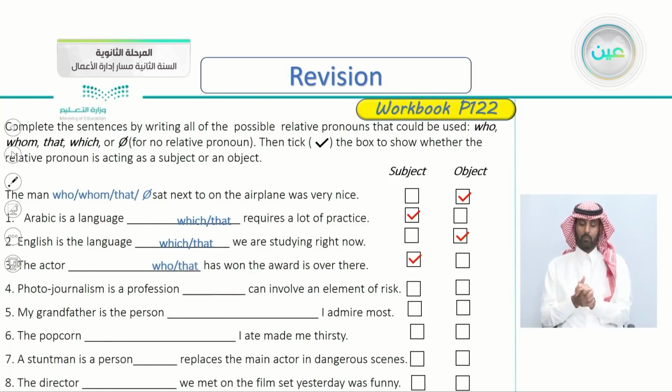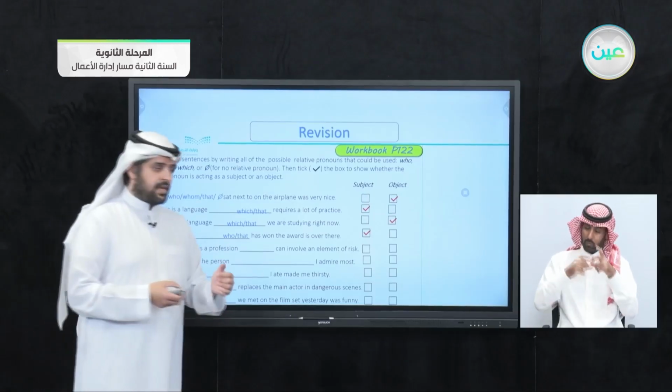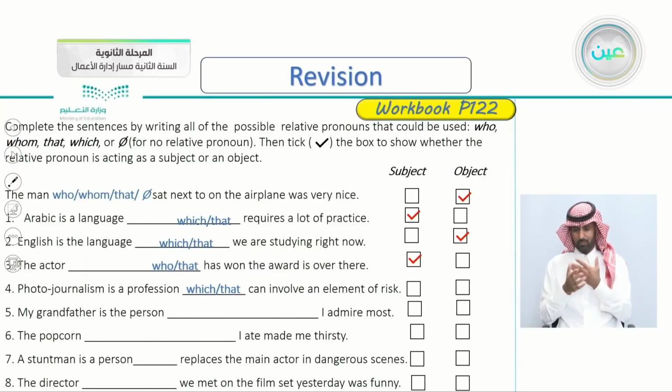Number four, photojournalism is a profession that can involve an element of risk. So we're talking about photojournalism, which is a thing, yes, which or that, can involve an element of risk. So is it a subject or an object here, the photojournalism? Excellent, it is a subject.